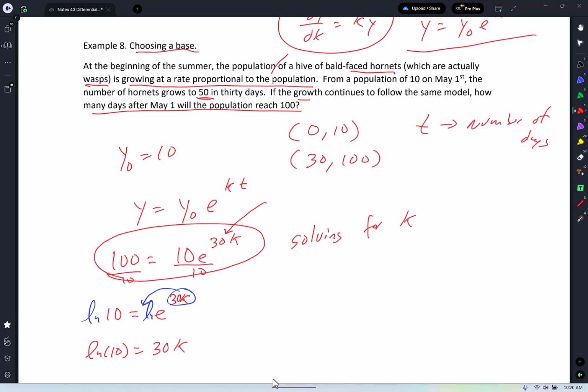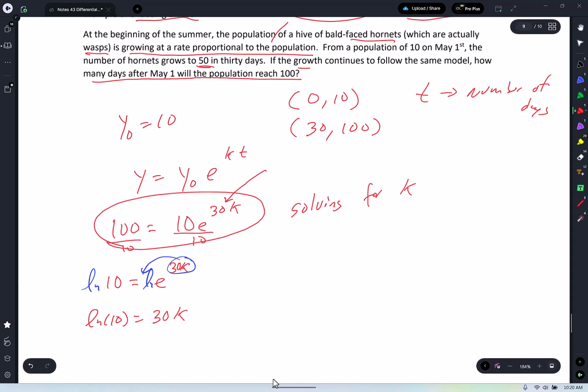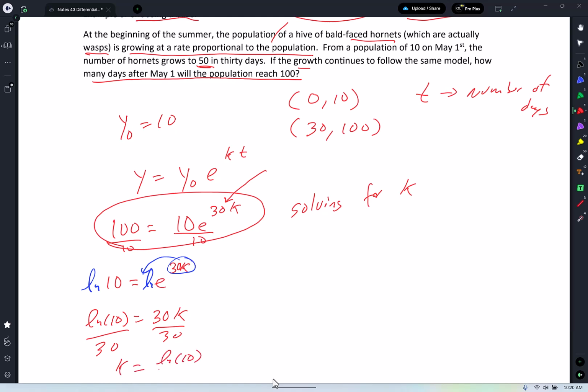Okay, and I'm going slow, guys. Let me know if I'm going too fast. How do I get k by itself? Divide by 30. So k equals ln of 10 divided by 30.